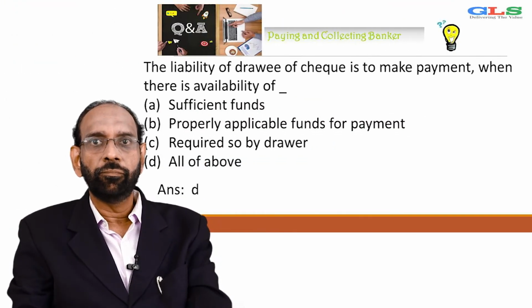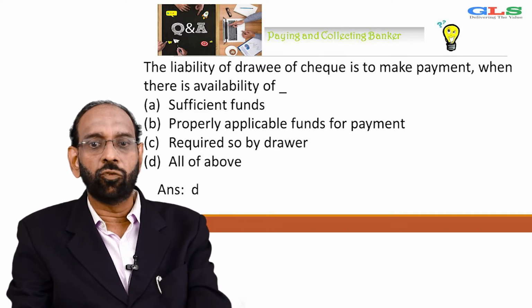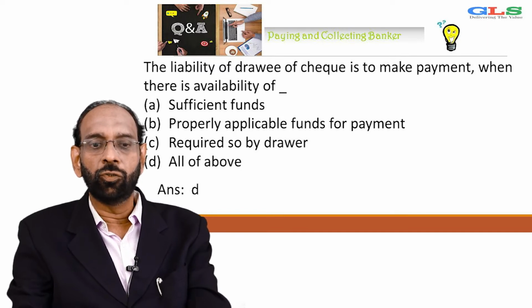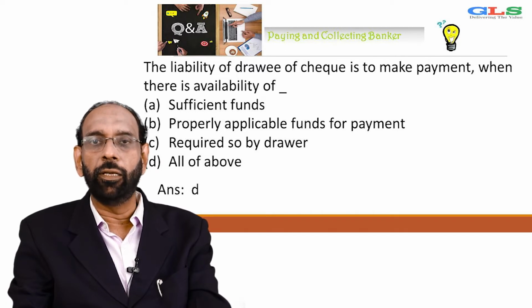Next question. The liability of drawee of a check is to make payment when there is availability of sufficient funds, properly applicable funds for payment, required so do by drawer, and all of the above. The answer is D, that is when the sufficient funds are available, properly applicable funds for payment and required so by the drawer. So that's the liability of a drawee of a check.